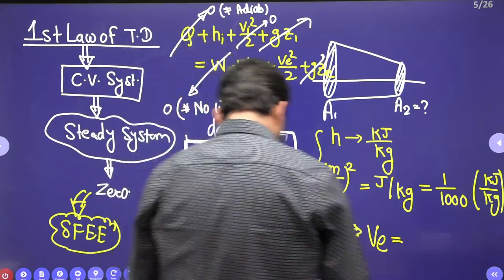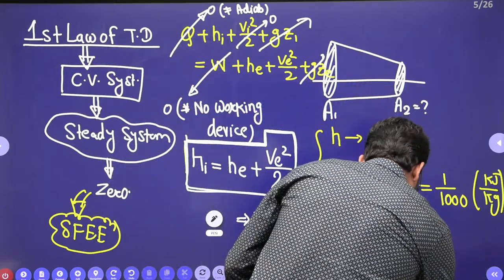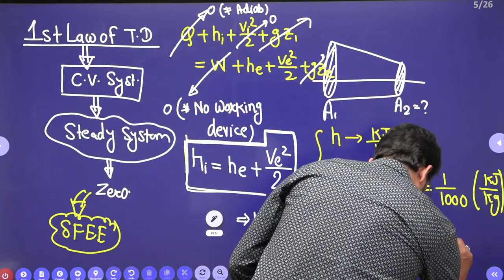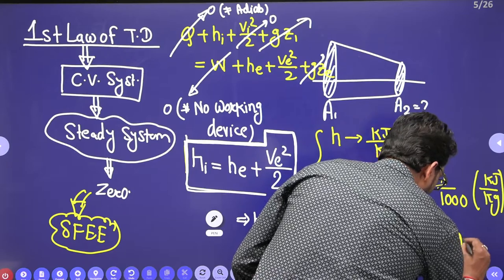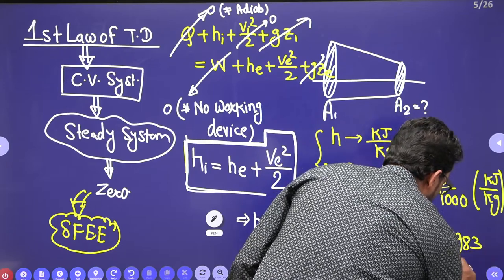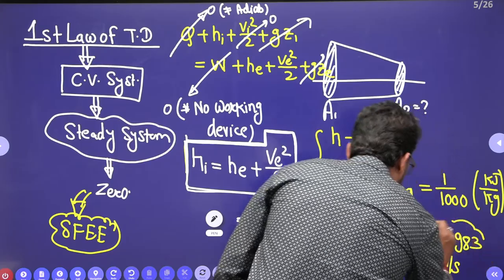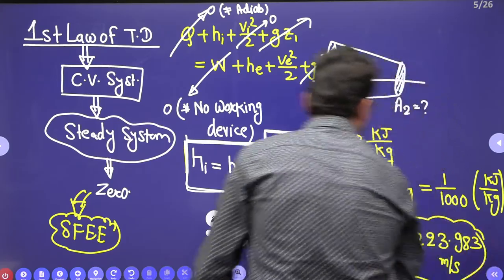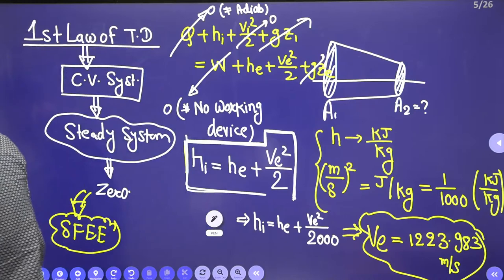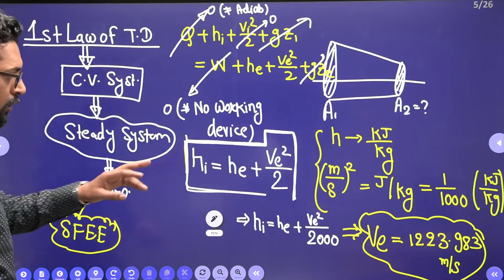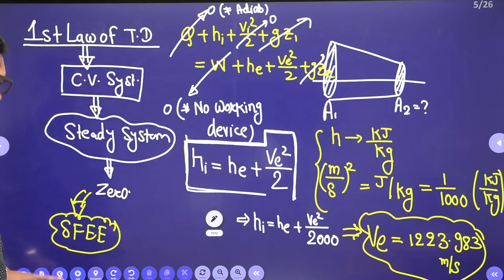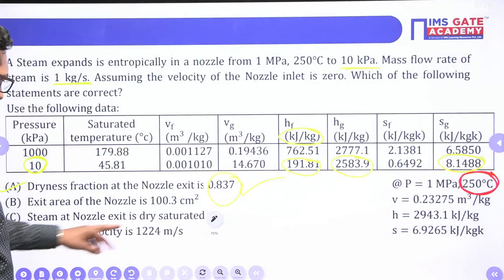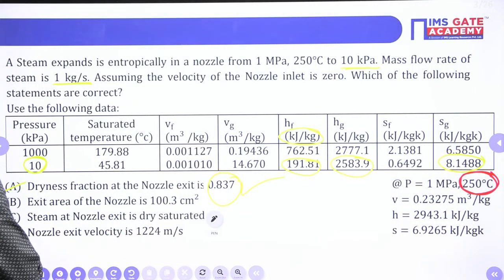This exit velocity is 1223.983 meters per second. This is the exit velocity of the nozzle. See, 1223, it is right. So D is also right.